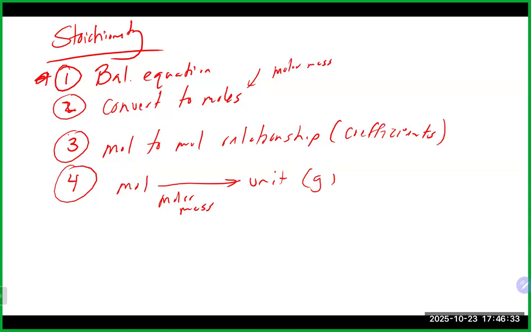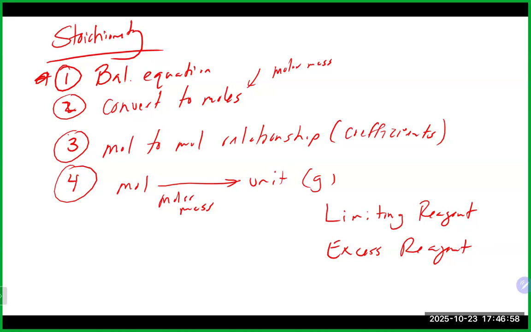We also talked about limiting reagents. And with limiting reagents, we also have excess reagents. The limiting reagent is the one that gets used up first in the chemical reaction. The excess reagent is the one that you have plenty of. You'll still have some left over when it's all said and done and the reaction is over.